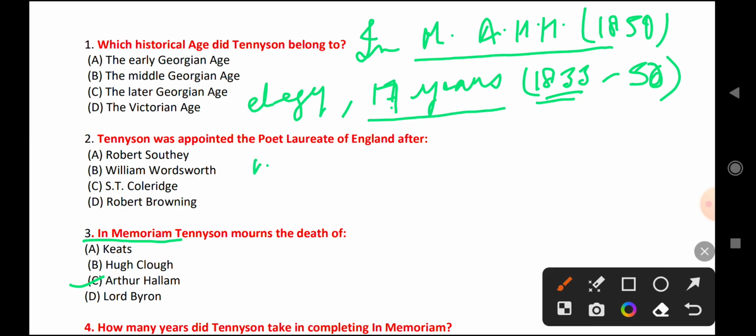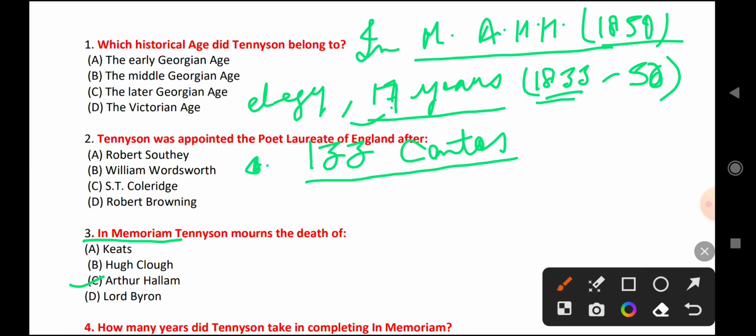This poem is written in 133 cantos. These all are important questions. Any of these questions may be asked. In Memoriam is dedicated to Arthur Henry Hallam. It was published in 1850. It took him 17 years to write this poem, between 1833 and 1850. This poem consists of 133 cantos. These 133 cantos are divided into 3 parts.